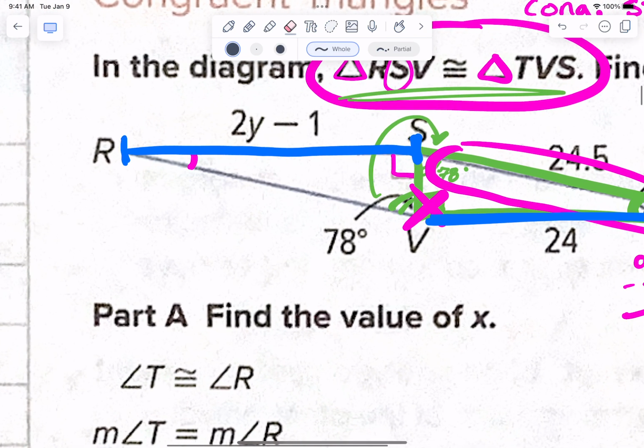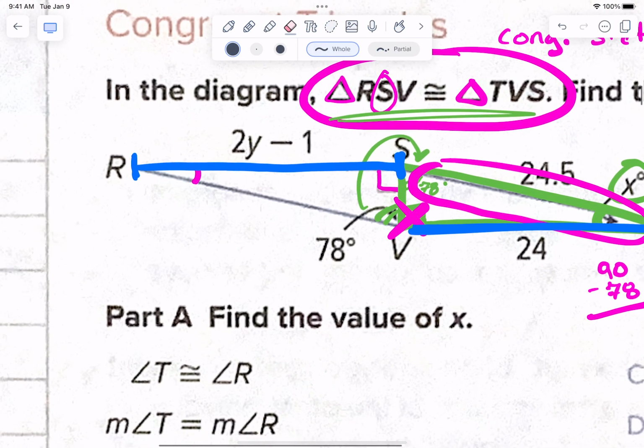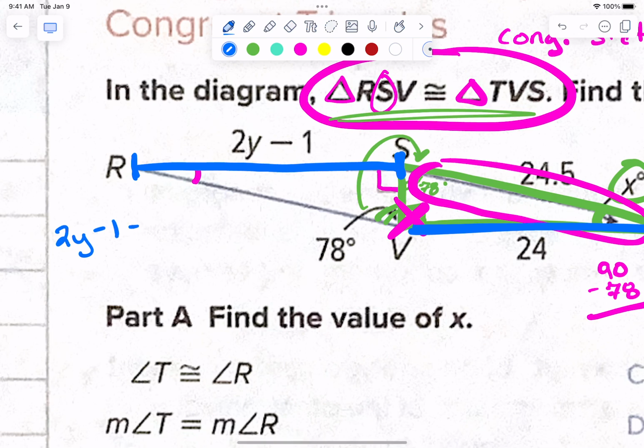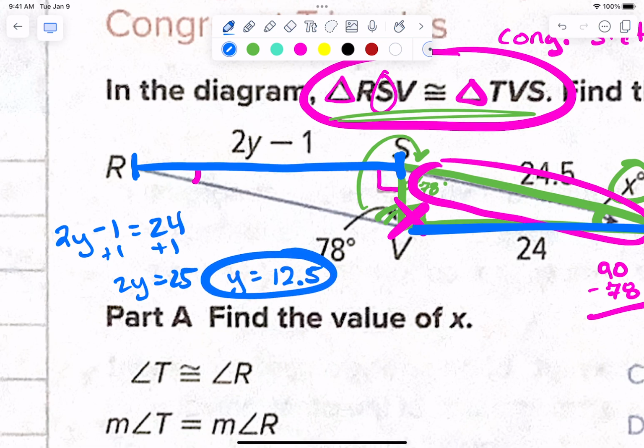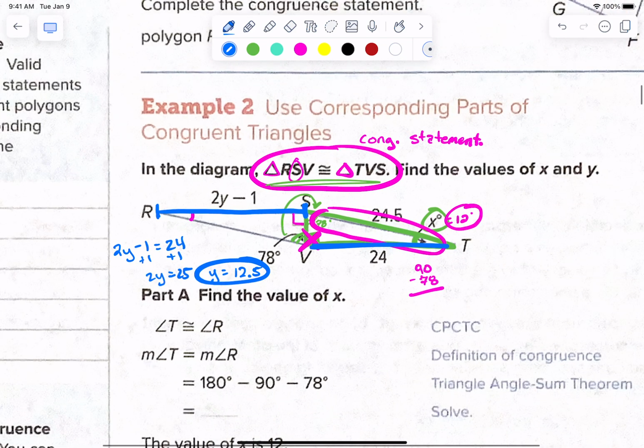So I can set that equal. Do you see how that works? 2y minus 1 equals 24. Add the 1 over. 2y equals 25, and we get 12.5 if we divide by 2, which is fine. We can get decimals. That's okay. Happy with that? Find x, find y. Good. Okay, good. Ready? Last thing.